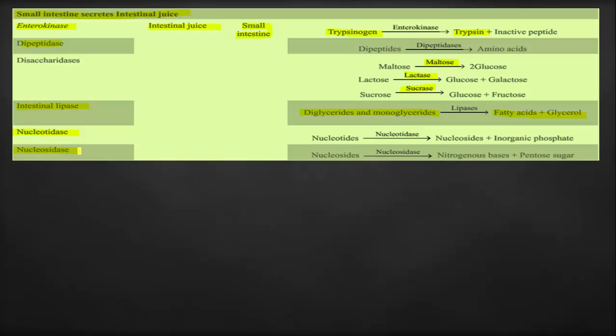Then nucleotidases and nucleosidases. Dipeptidases, I have mentioned here: dipeptidase, tripeptidase and aminopeptidases. They are acting on the protein molecule. Disaccharidases are nothing but maltase, sucrase and lactase. Dipeptidases are related to the digestion of proteins.